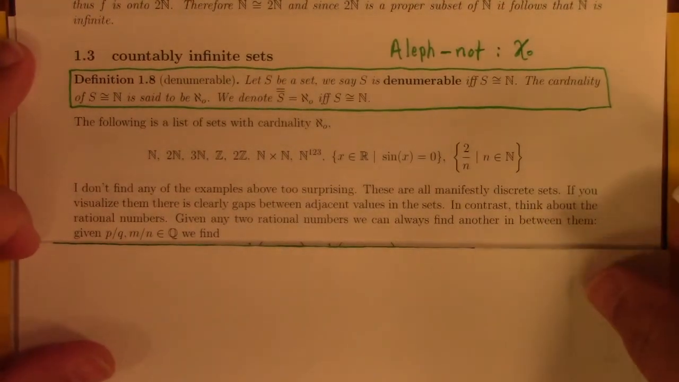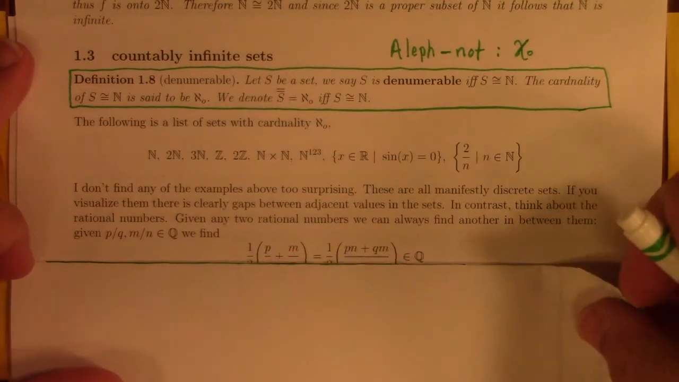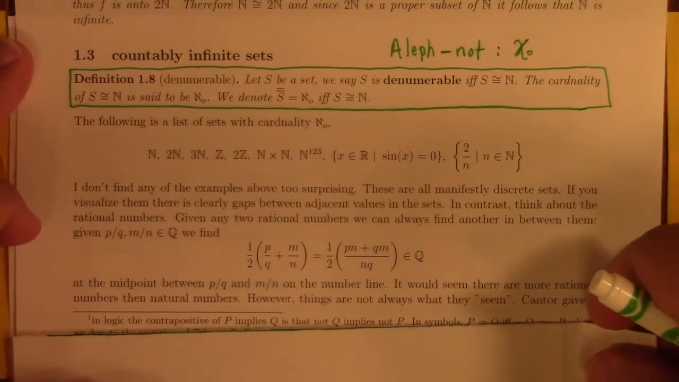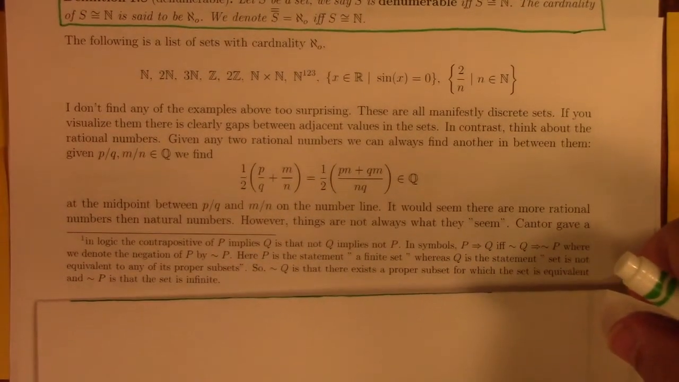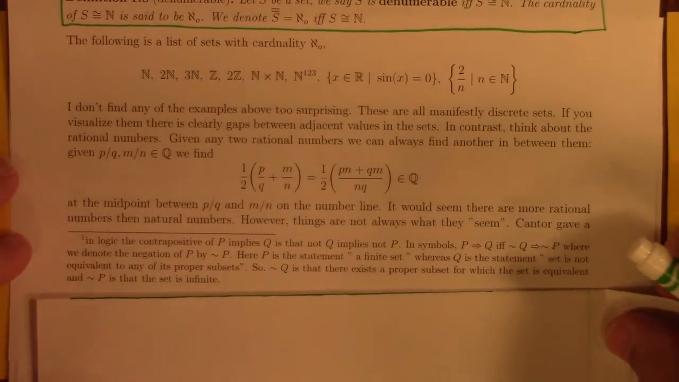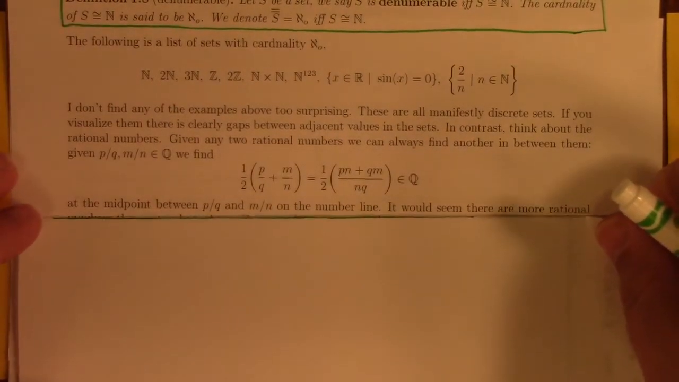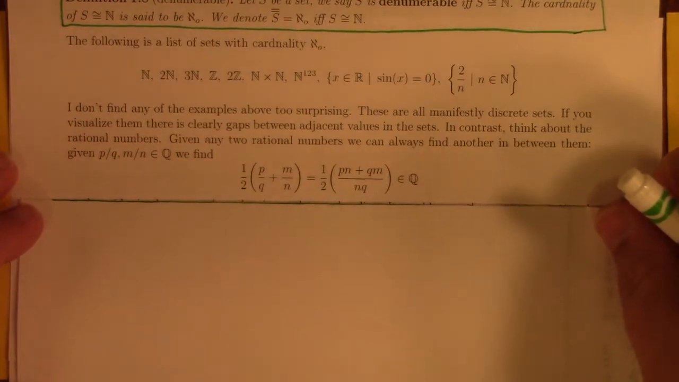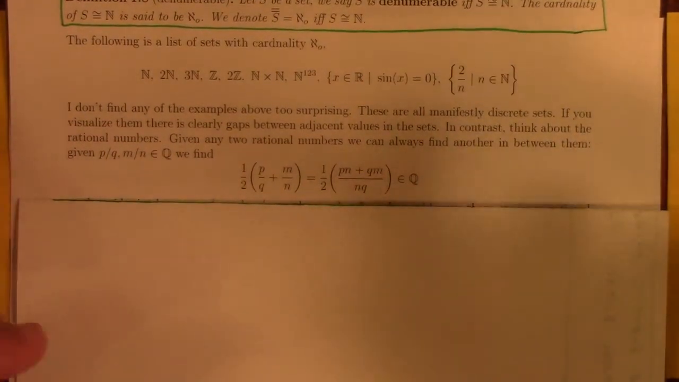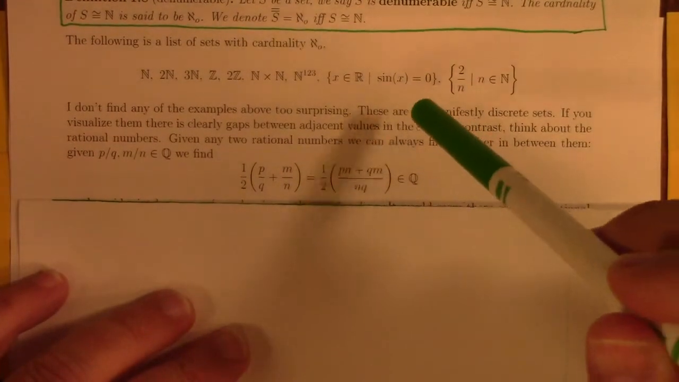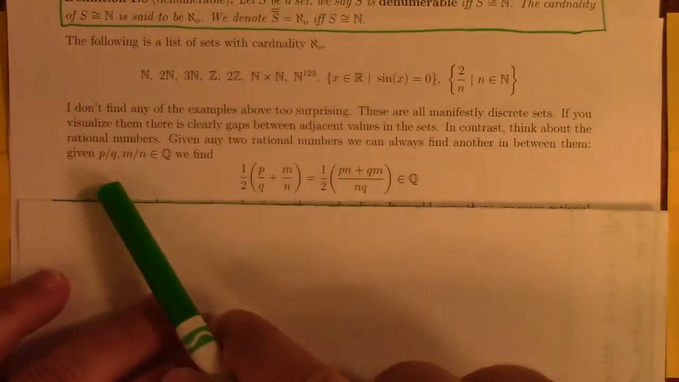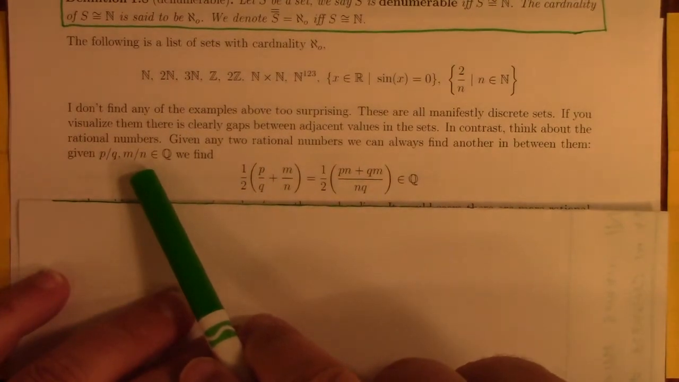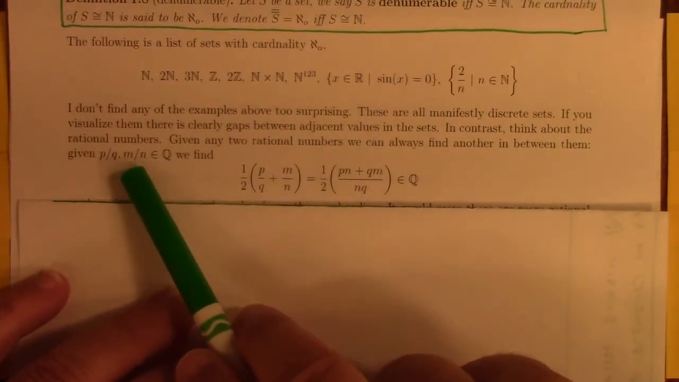What I think is much more surprising is that the rational numbers also, to me this was shocking when I first learned it, have cardinality aleph naught. They are equivalent to the natural numbers. And that to me is really surprising. For one thing, look at this. If you take any two rational numbers, p over q and m over n, you can find another rational number between these two.